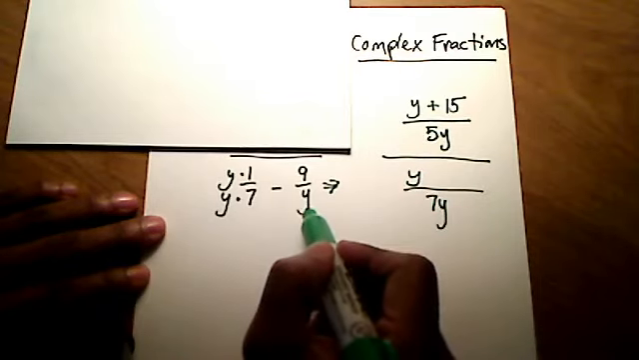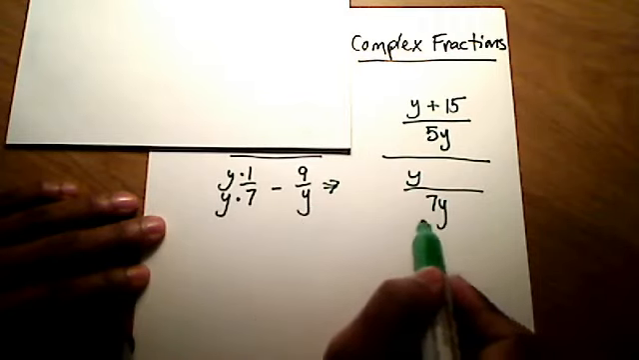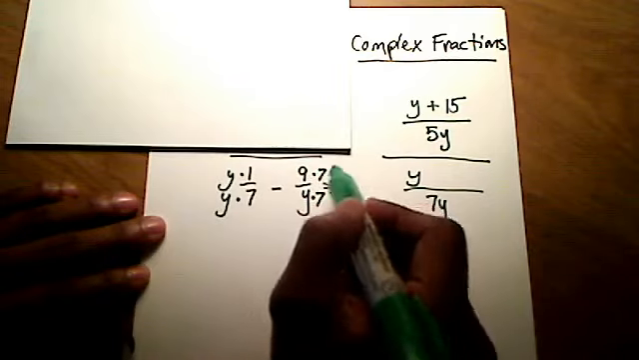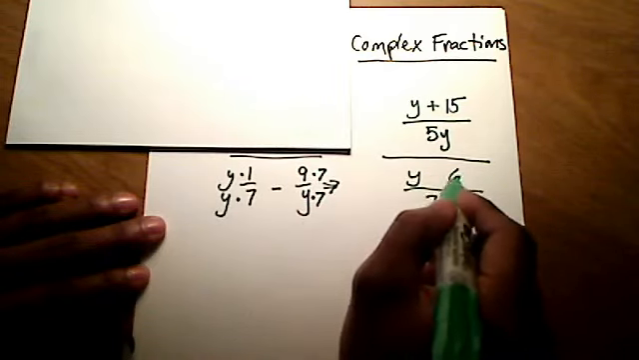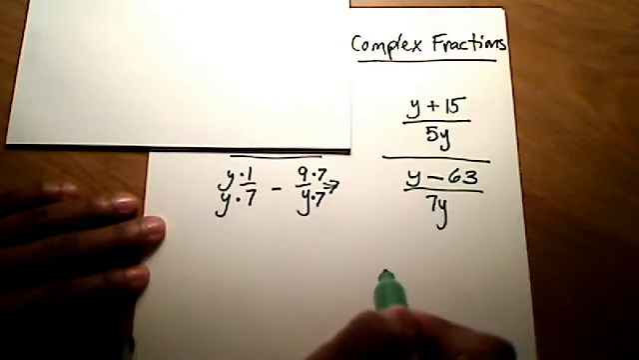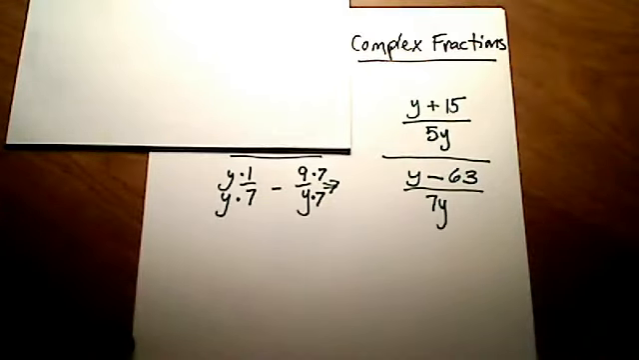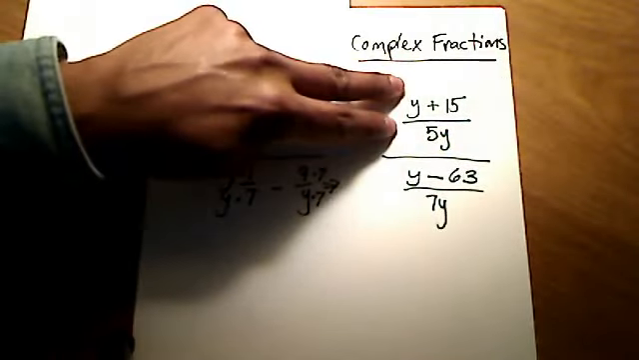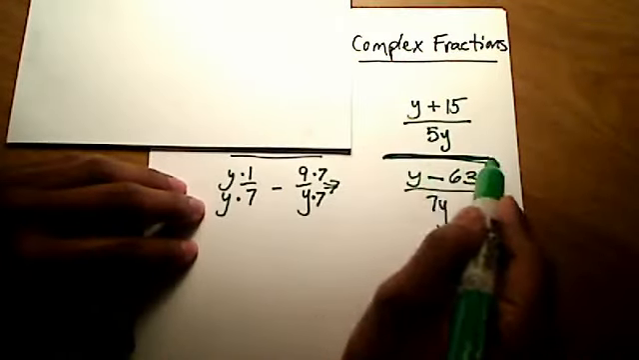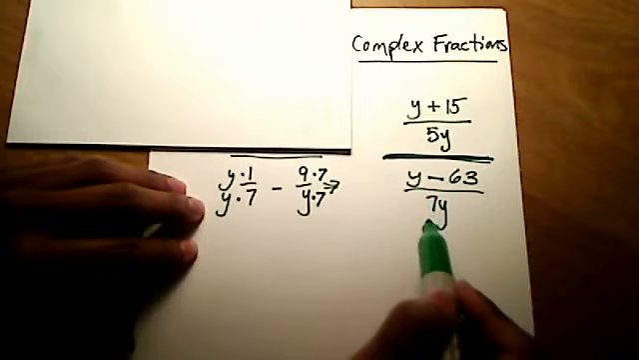This denominator is missing a 7 to make it look like that. So if I multiply its denominator by 7, I've got to multiply its numerator by 7, which gives me a 63. And see that minus sign right there? I'm just going to put that in between those two terms. So now I've got it down to a form where I've got a fraction up top divided by, that's what this big fraction bar here means, simply divided by the fraction on the bottom.